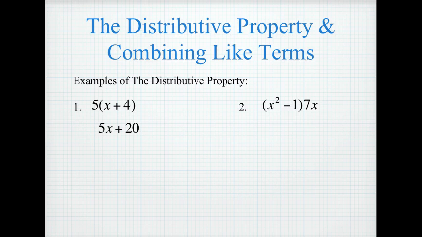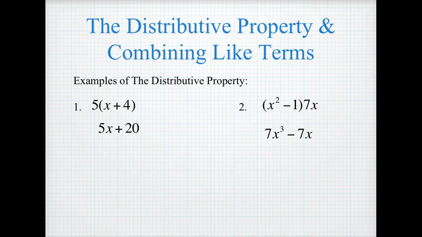Notice in the second example the number is expressed on the right side of the quantity. As previously stated, this will not have any effect on the outcome. 7x will get multiplied by each term in the quantity of x to the second power minus 1. The product is 7x to the second power minus 7x.